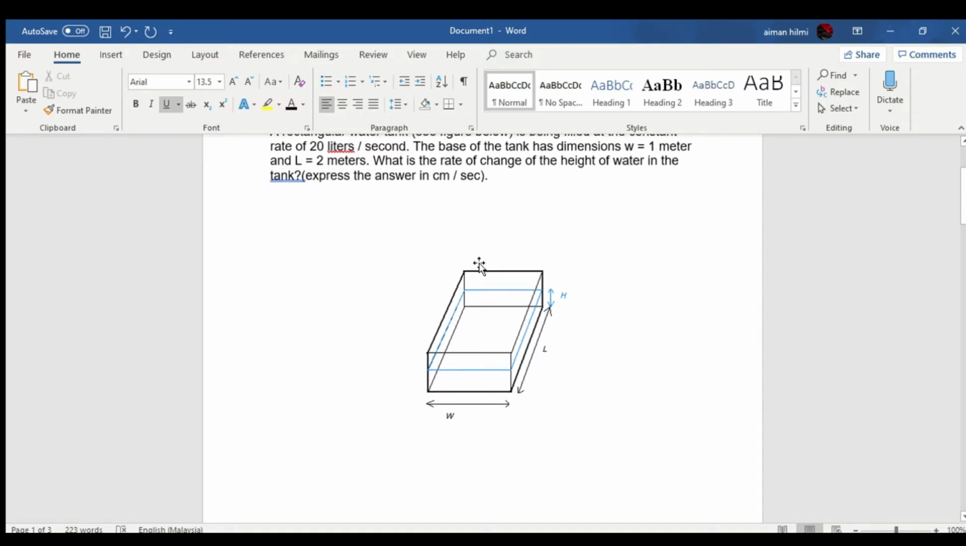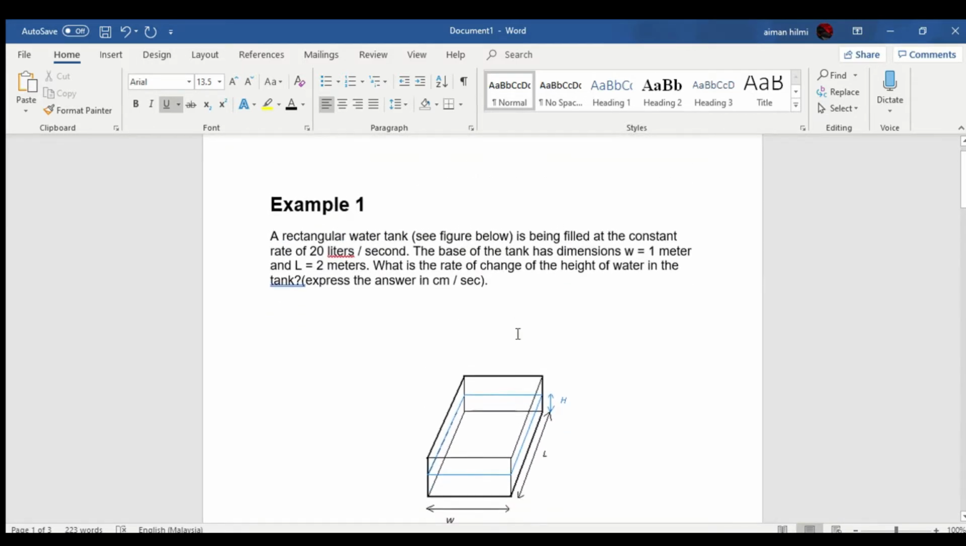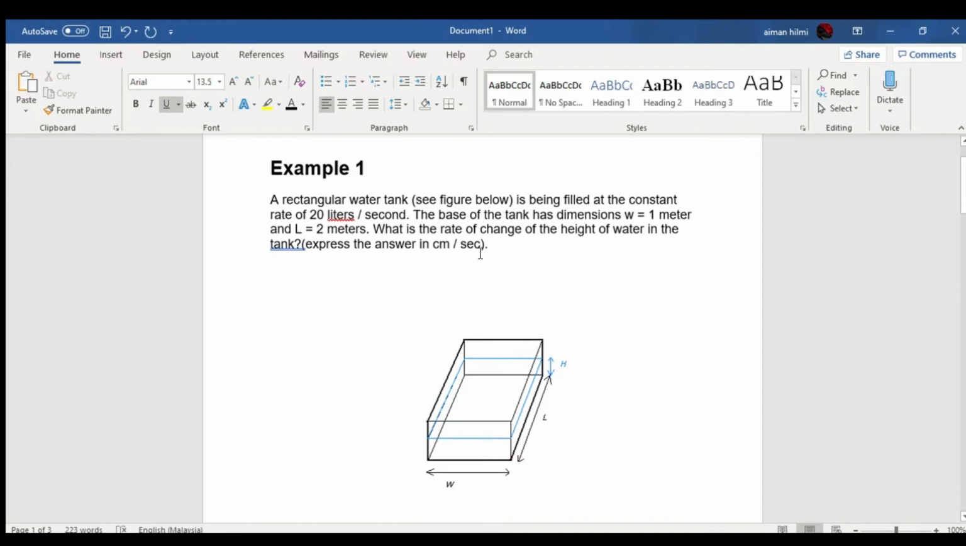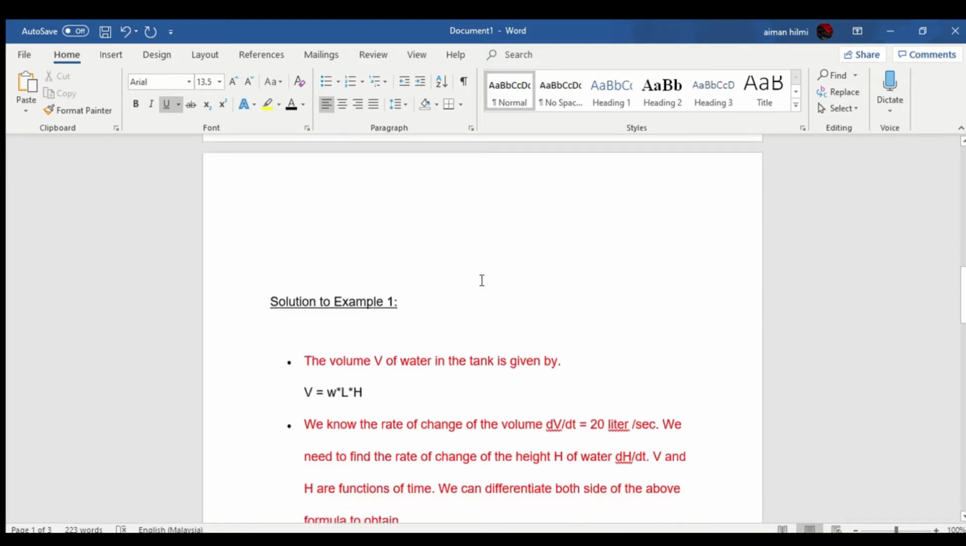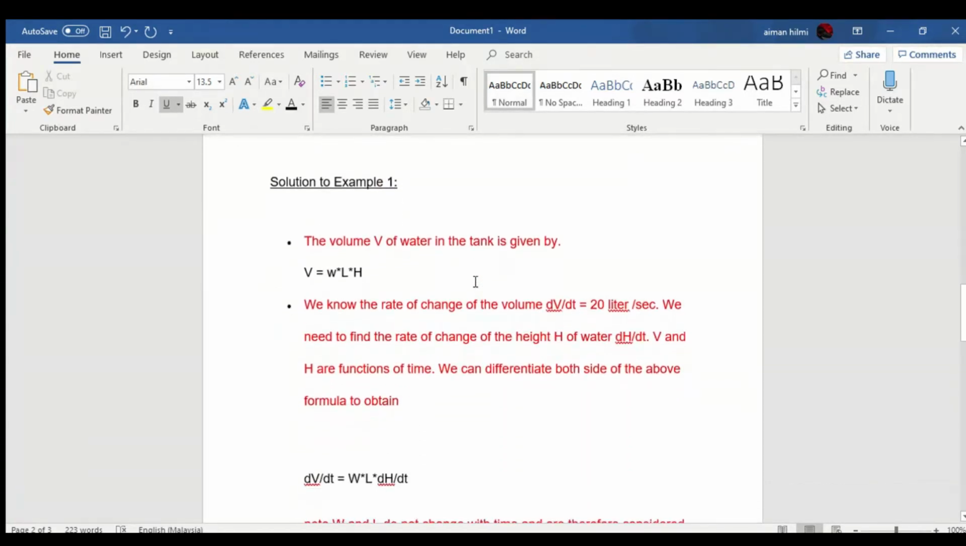So in this question, we don't know the height. The objective of this question is to find the rate of change of the height of water in the tank. So the solution for this question will be like this.